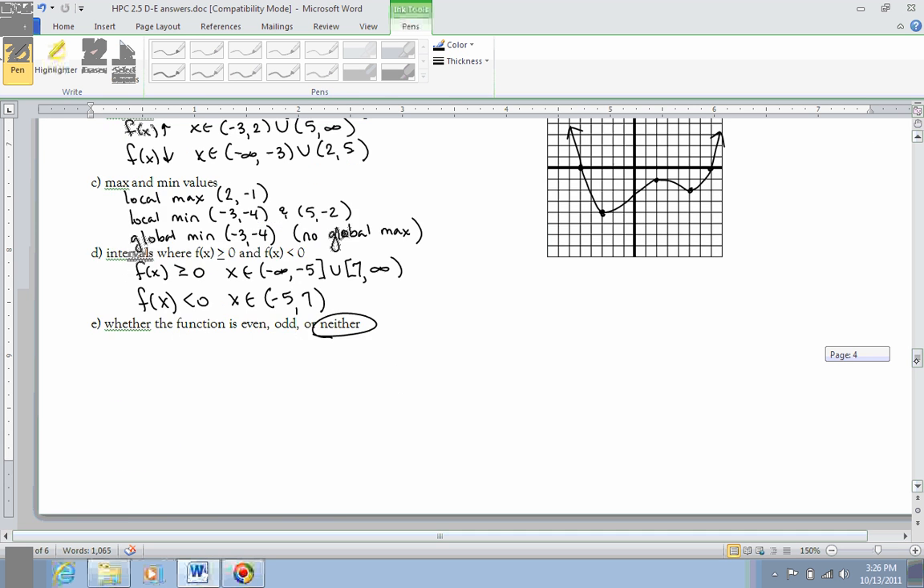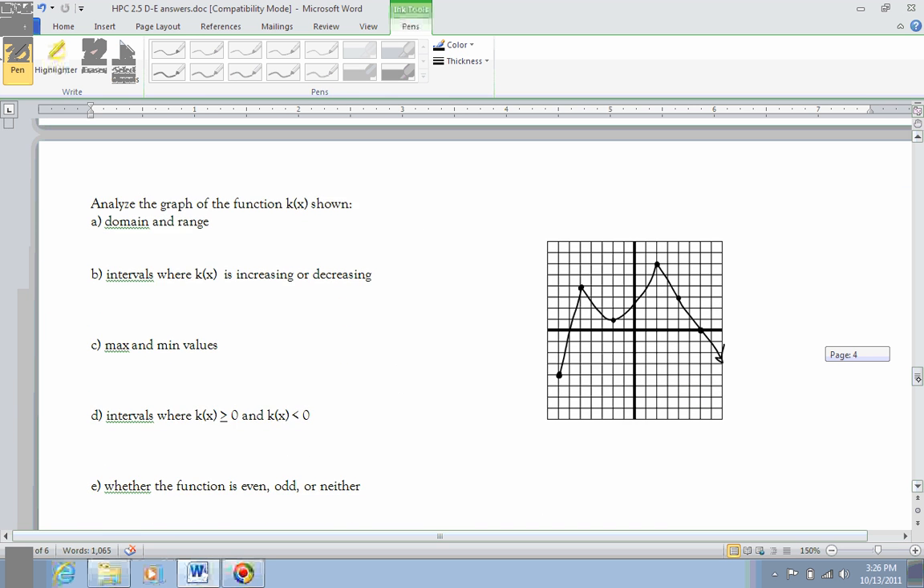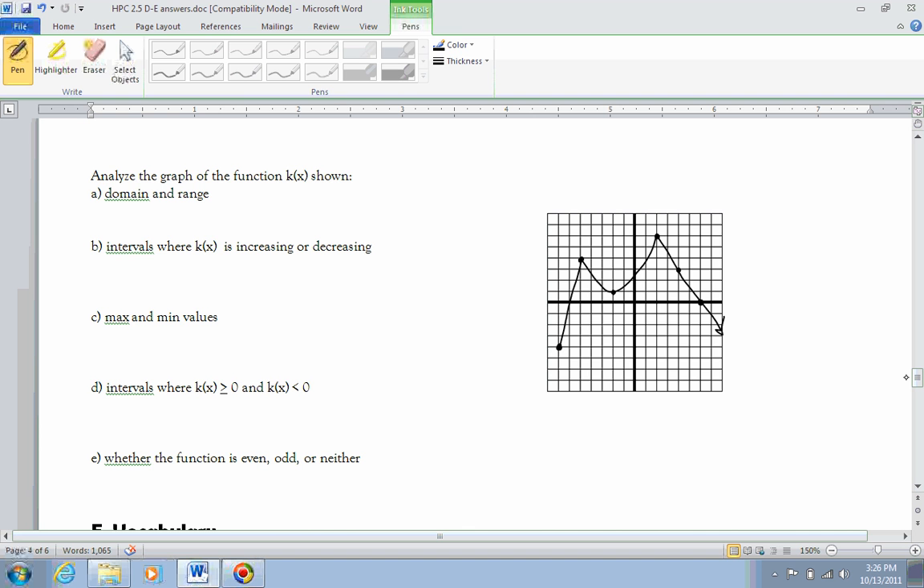The next one on your paper, if you want to take a look at this graph, has some points given to you and a function, so you may want to pause this, write this function down, and try it on your own, and then we'll go over the answers in class.